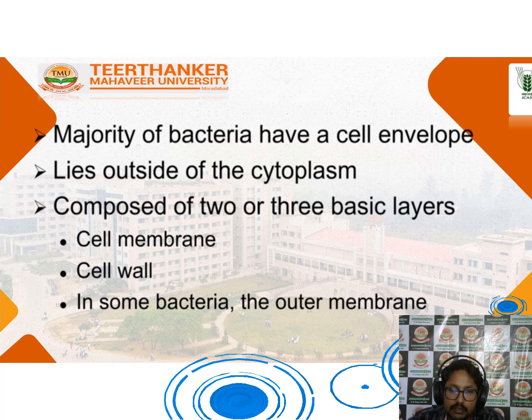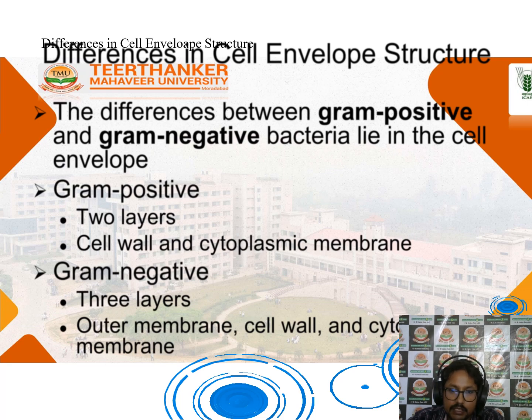So the basic cell wall is made up of two or three basic layers. First of all, a bacterium is made up of a cell wall, we know. Commonly it has a cell membrane and an outer cell wall. In gram positive, the cell wall is made up of 2 layers; in gram negative, it is made up of 3 layers. In gram positive, it contains an inner cell membrane and an outer cell wall, which is made up of a peptidoglycan layer. Whereas gram negative contains 3 layers: an inner cell membrane, a middle cell wall, and an outer membrane called the lipopolysaccharide layer.